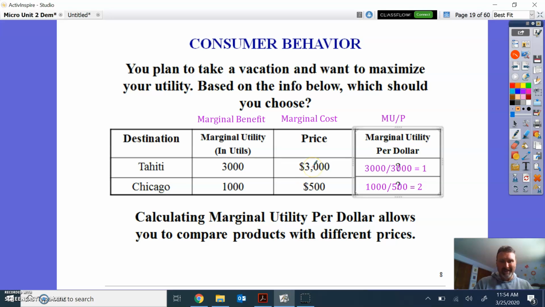So if a flight to Tahiti costs $3,000, pretty expensive, right? You take 3,000 over 3,000, you get one. A trip to Chicago is easy. 1,000 over 500 makes it two. So based on this, you always pick the higher of these numbers. The trip that will give you the most benefit, guys, is to go to Chicago, right?